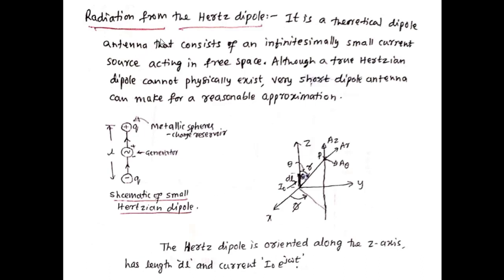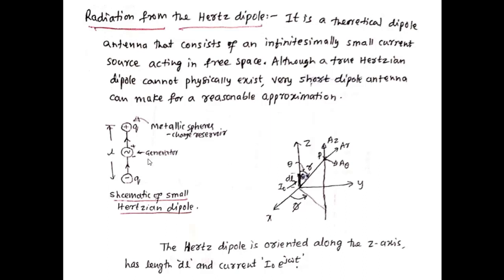Next, radiation from the Hertz dipole. It is a theoretical dipole antenna that consists of an infinitesimally small current source acting in free space. Although a true Hertzian dipole cannot physically exist, a very short dipole antenna can make for a reasonable approximation.